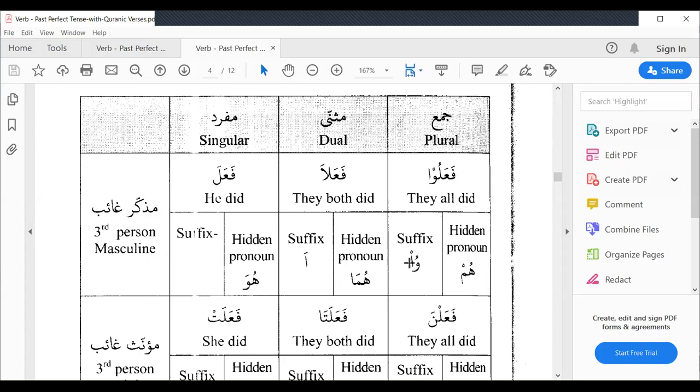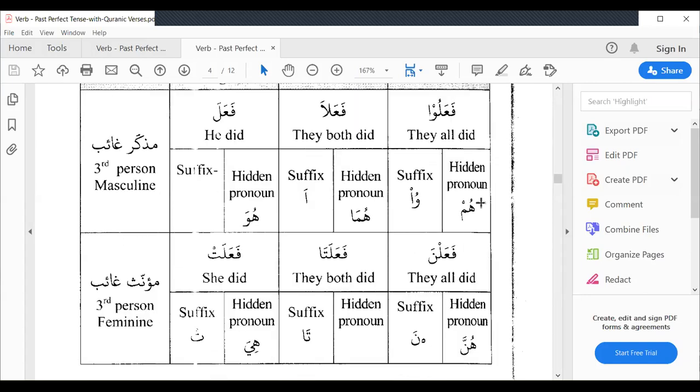Okay. Right? Waw with the dhamma and the alif with the sukun. So it becomes fa'alu. Fa'ala, fa'ala, fa'alu. And then in the muannas third person, the fa'alat, with the suffix taken was the ta sakina. And in the fa'alata, the ta with the alif. Suffix was ta. And for the fa'alna, the actual pronoun was hunna, but it was taken as the sukun on the lam letter and the noon with the fatha.